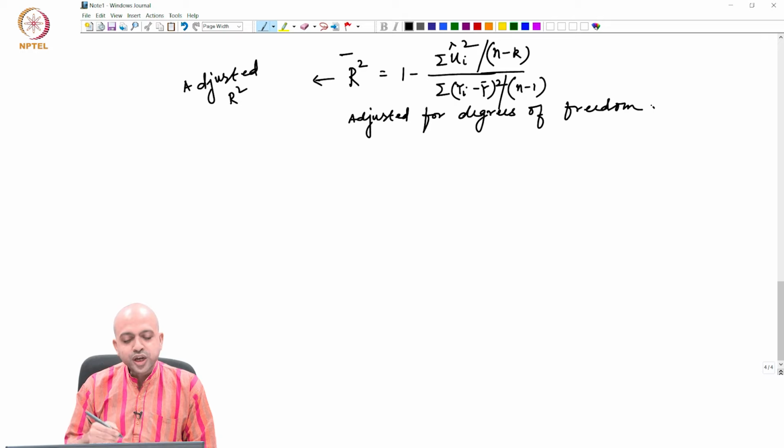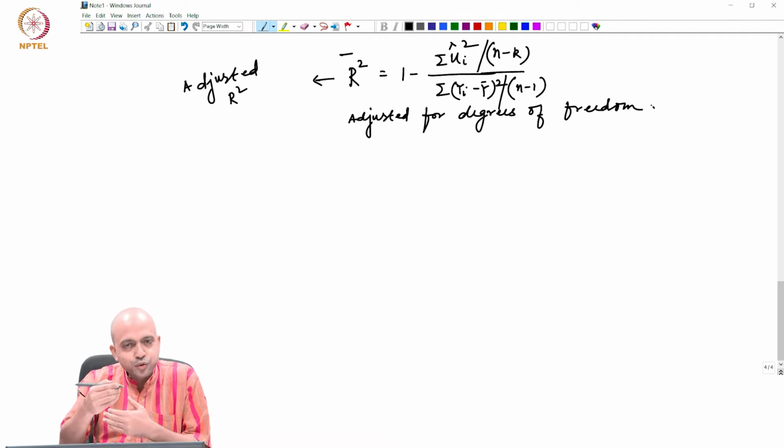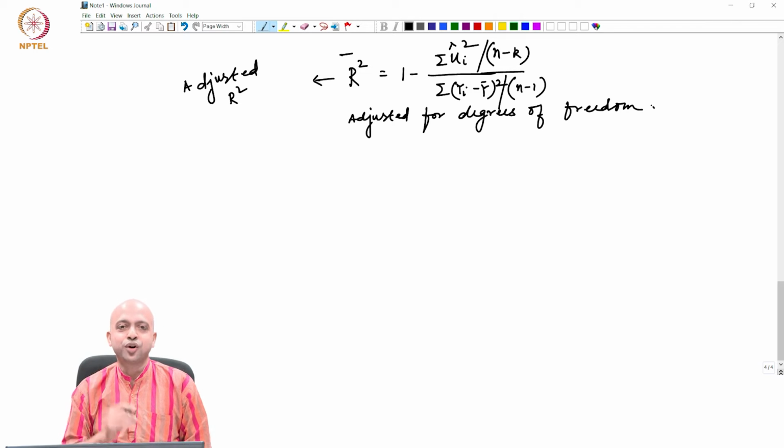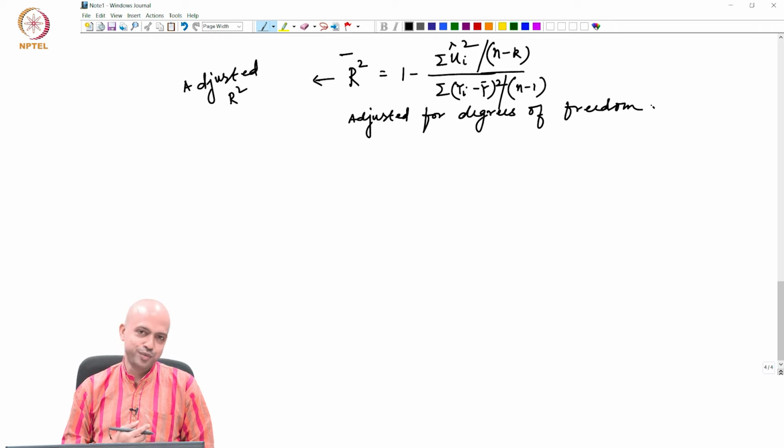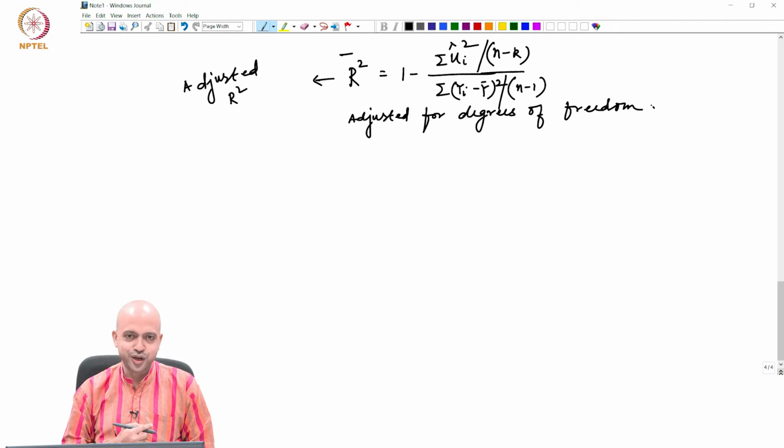Now we can compare R bar square, or adjusted R square, of two different models involving different numbers of explanatory variables. Absolutely no problem here. Once you adjust with degrees of freedom, the R bar square of the two models are easily comparable. While R square is not comparable across two different models, R bar square is. That is one thing we have to keep in mind.